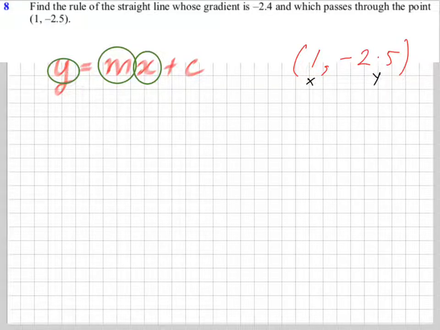You're left with c, so you should be able to work out c. Now once you've worked out your c and you've got your gradient, you've got your equation. I don't want to waste too much time on that question, so we'll move on to the next question.